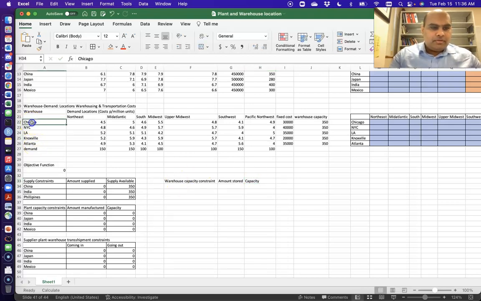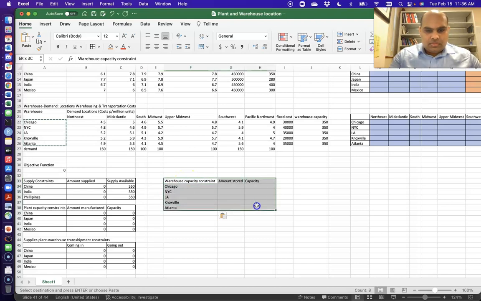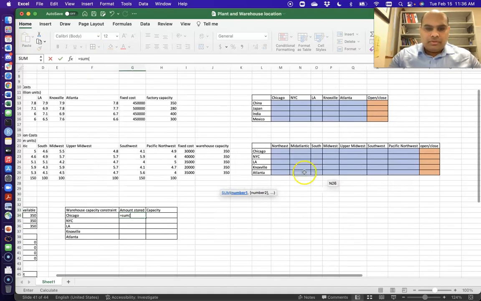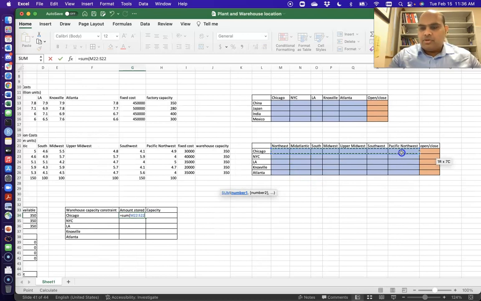So these are all my warehouses right here. Put them down here. So the amount stored at the Chicago warehouse, this is the total amount that is stored at the Chicago warehouse. You can say everything that's going out of the Chicago warehouse to all the different demand locations. So that's the amount stored at the Chicago warehouse. Now, another way of looking at it is the sum of everything coming into the Chicago warehouse from all the plant locations. But we are going to write a constraint saying that they have to be equal to each other.